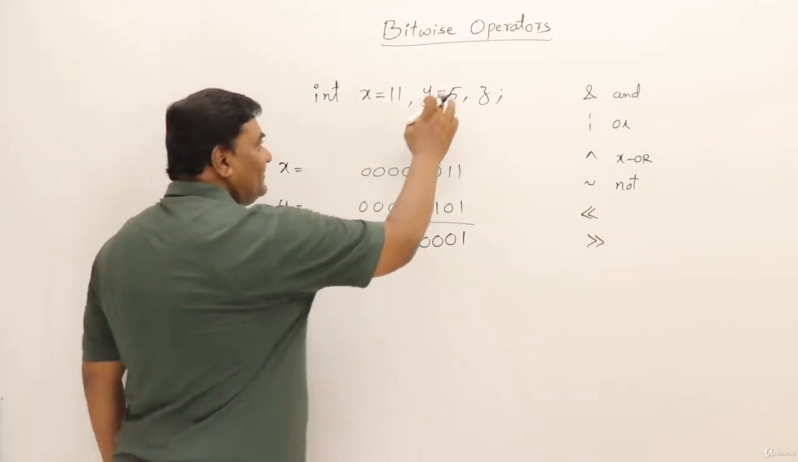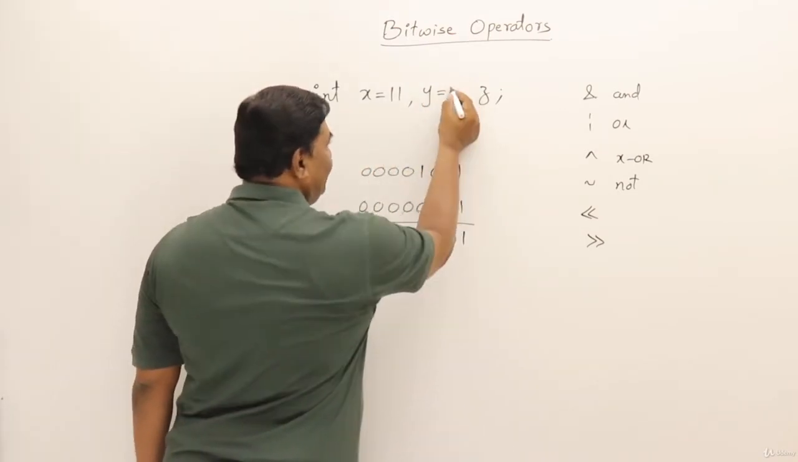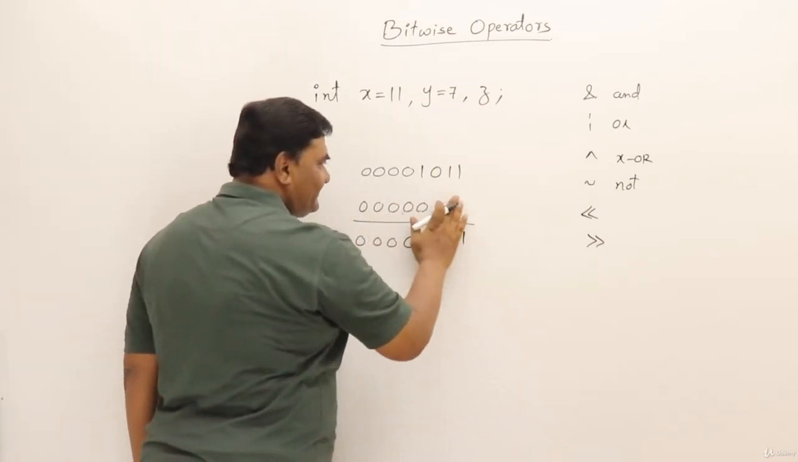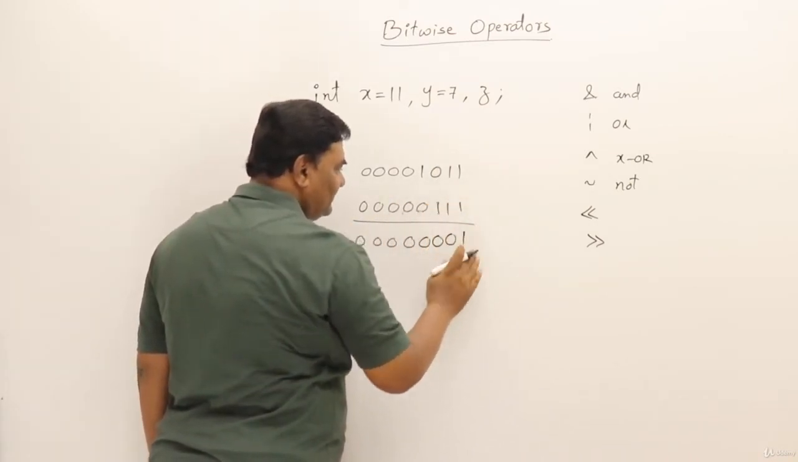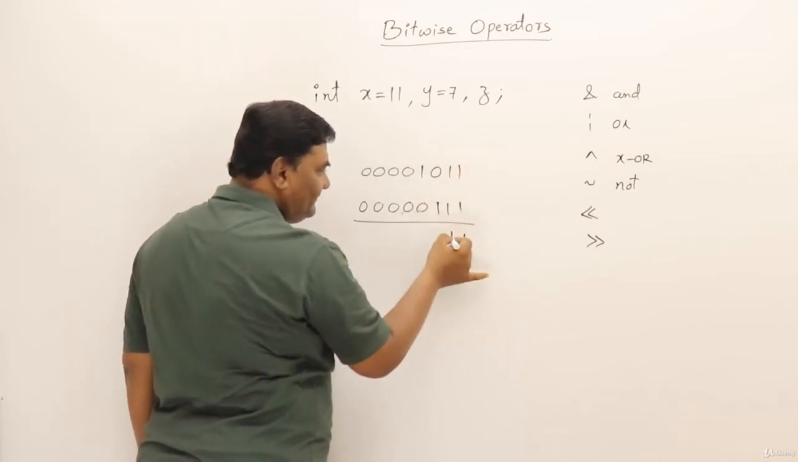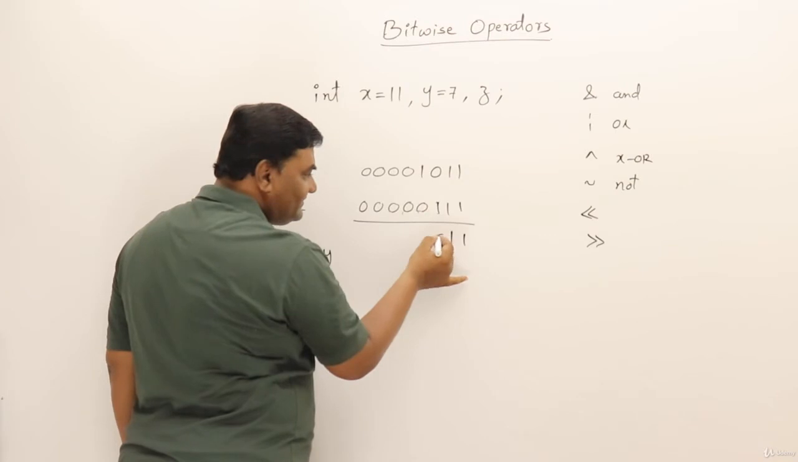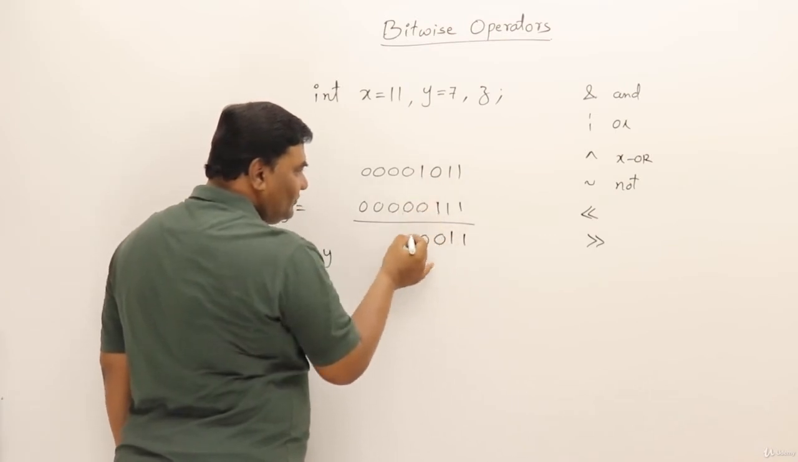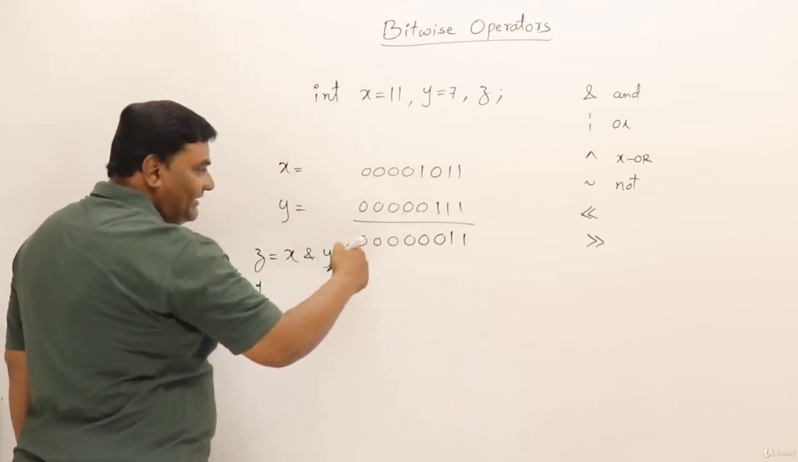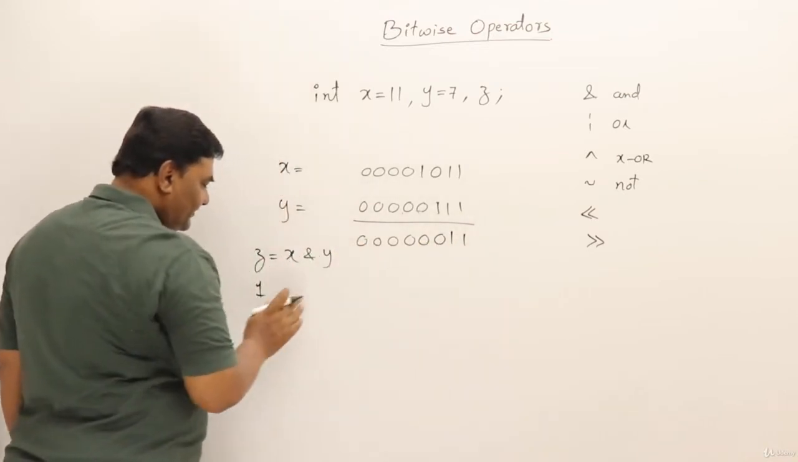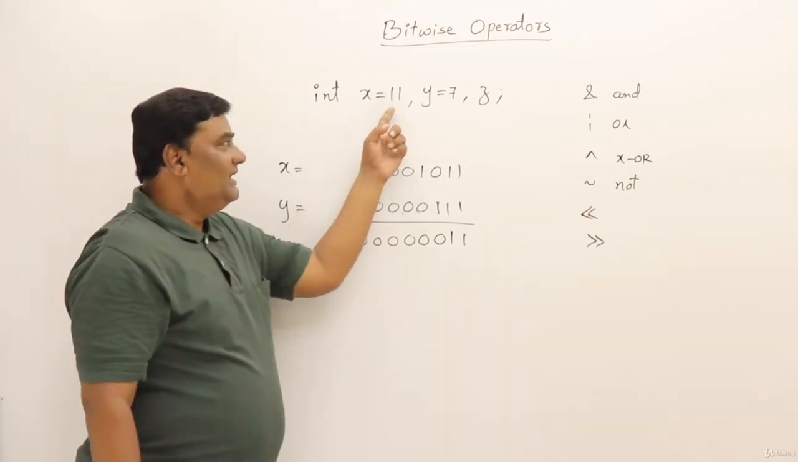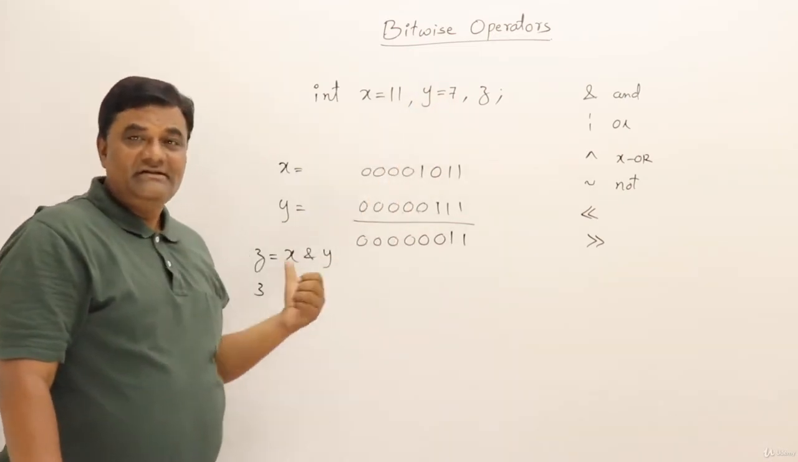I'll change the value. Instead of 5, I will take 7. Let us see what the result will be. 7 is 111. 1 and 1 is 1, 1 and 1 is 1, 0 and 1 is 0, 1 and 0 is 0, and all the rest are zeros only. So in binary form this is 11, and in decimal form it will be 3. So 11 AND 7, the result is 3.